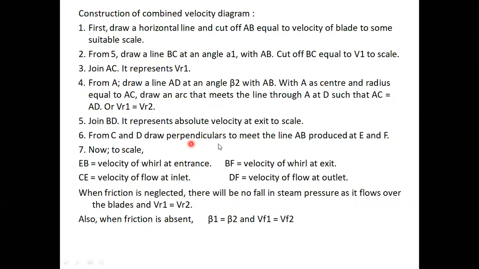From C and D, draw perpendiculars to meet AB, producing E and F. Now, to scale, EB is the velocity of whirl at entrance. When friction is neglected, there will be no fall of steam pressure as it flows over the blade and VR1 equals VR2. Also, when friction is absent, beta 1 equals beta 2 and VF1 equals VF2.